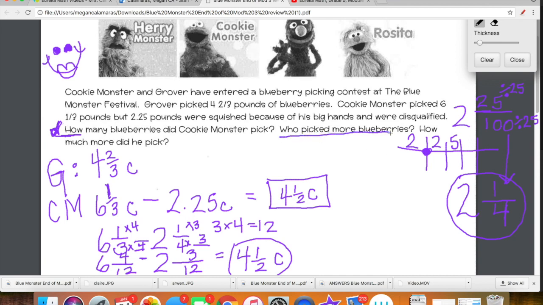Who picked more blueberries? Okay, so Cookie Monster picked 4 1/12 cups. And Grover picked 4 2/3 cups. So you guys, by this point, understand that 4 2/3 is more than 4 1/12. So who picked more blueberries? Grover picked more blueberries. How much more did he pick?